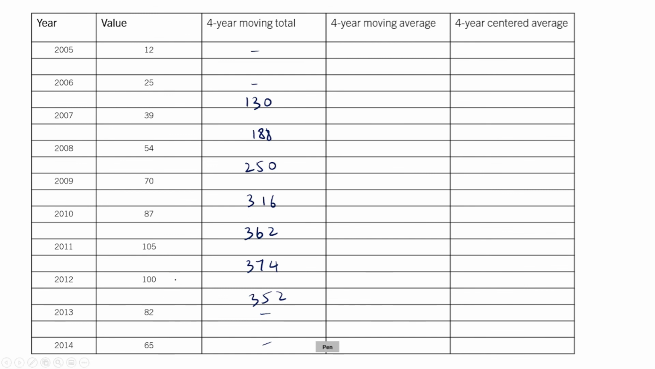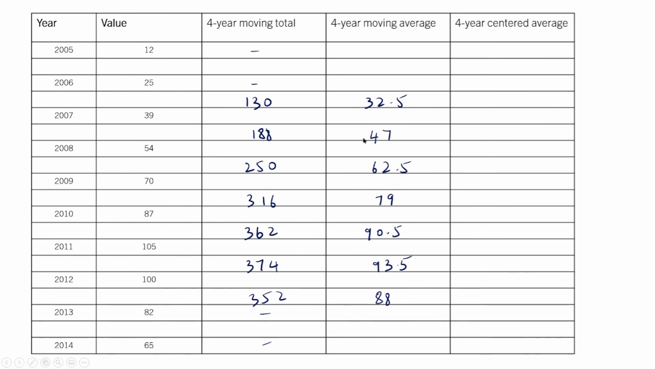Now let us find the 4-year moving average. For 4-year moving averages, we have to find the average of these 4 values. We already found the total, so when we divide this total by 4, we get the 4-year moving average. So 130 by 4, 32.5, 188 by 4, 47, 250 by 4, 62.5, 316 by 4, 79, 362 by 4, 90.5, 374 by 4, 93.5, 352 by 4 is 88.